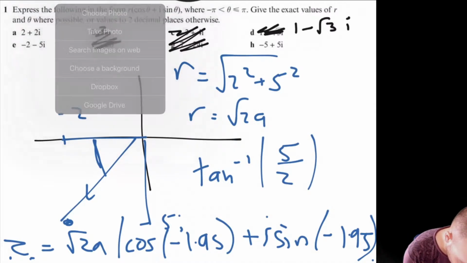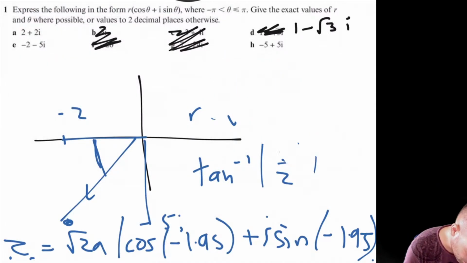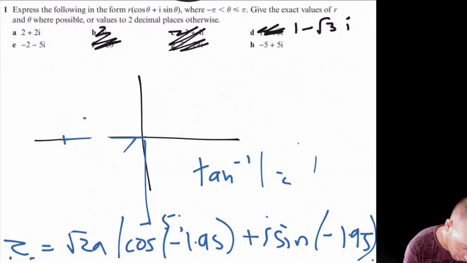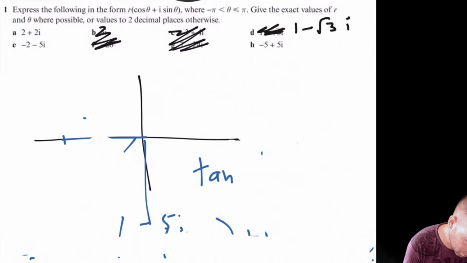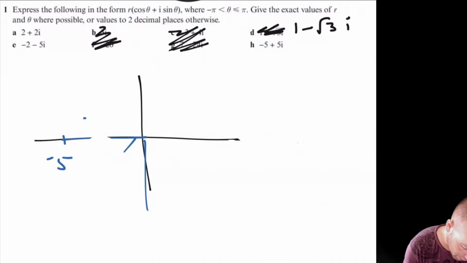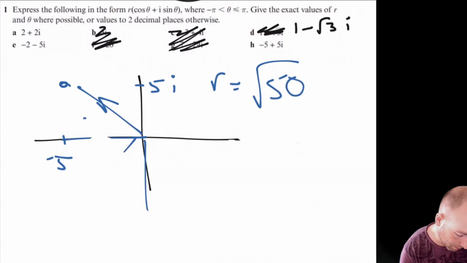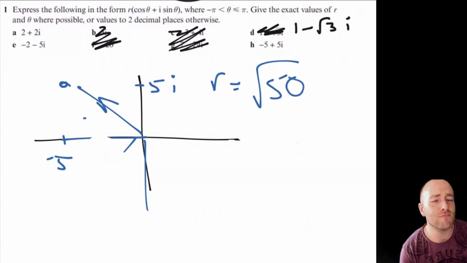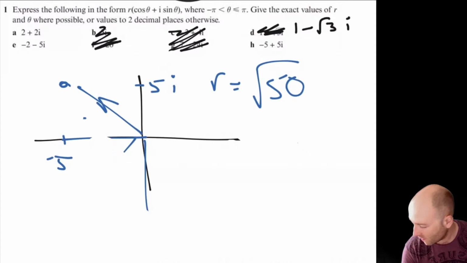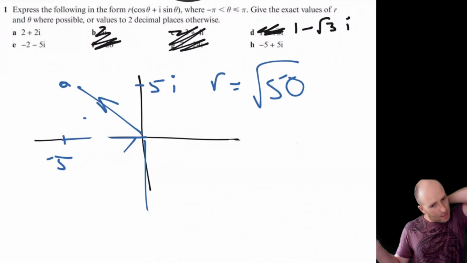Right, and the last one, minus 5 plus 5i. There we go. So r is going to be root 50, which is, what's that going to be? 25 times 2 is 5 root 2, I believe.